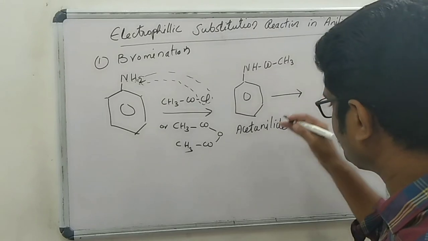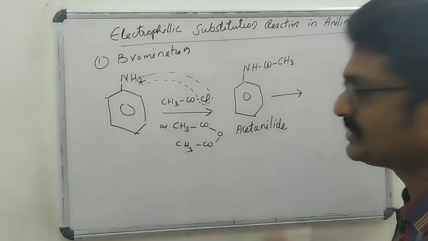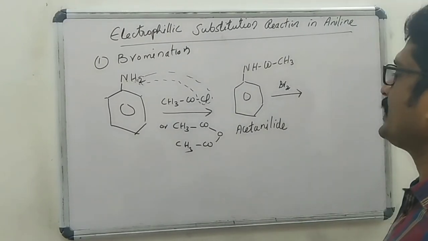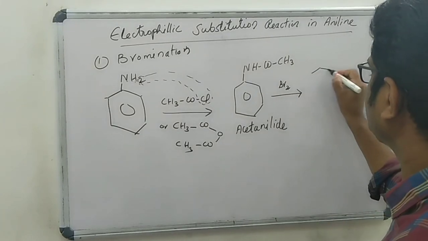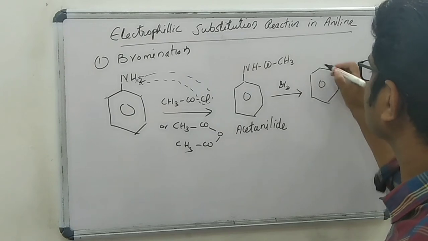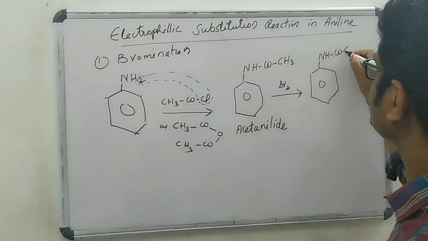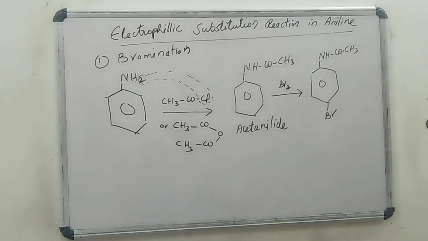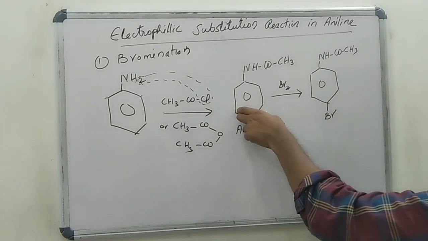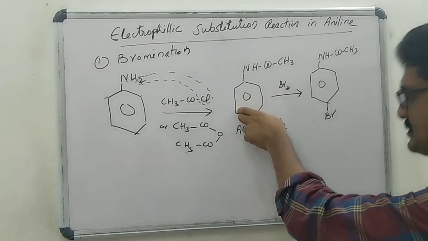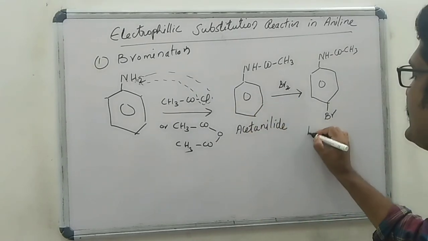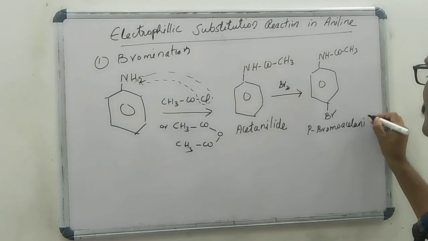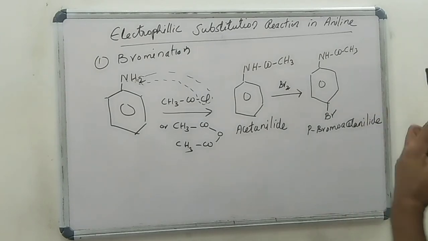Then next step, when we treat this acetanilide with bromine, the electrophile Br plus is directed towards the para position of the acetanilide, and here you will get para bromo acetanilide.